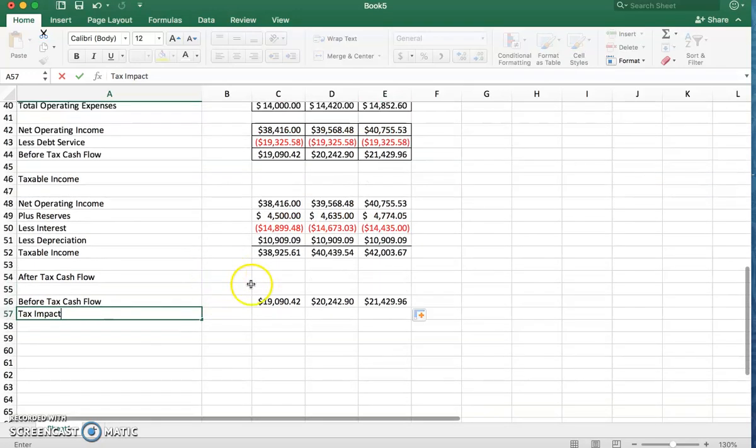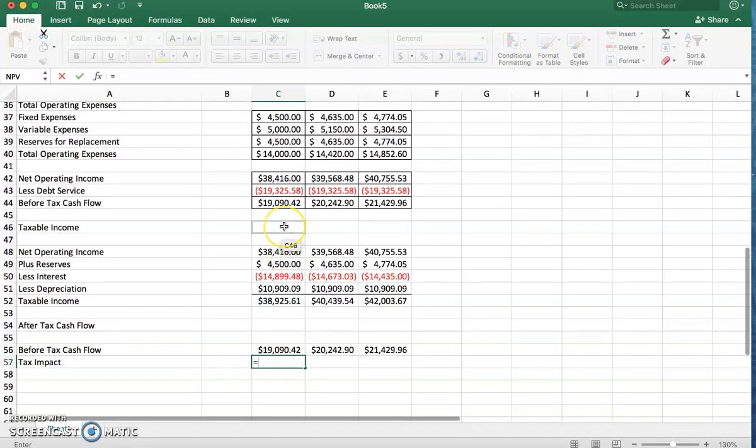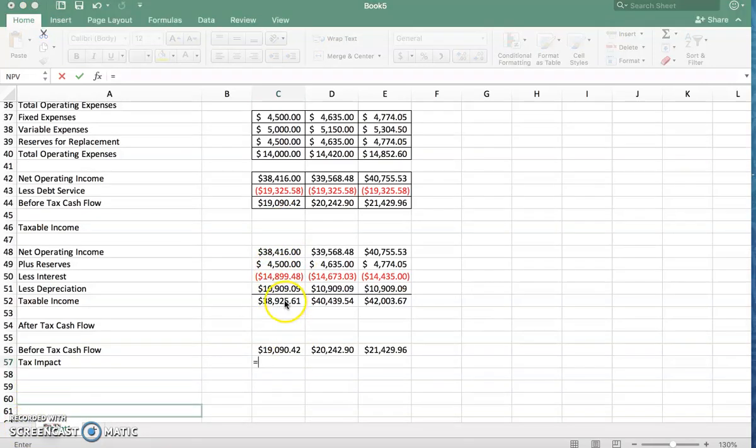So, all right, we got to find our taxable income. All right, sorry about that. I got a little confused there. I thought I'd accidentally deleted a column here. But we have everything we need right here.